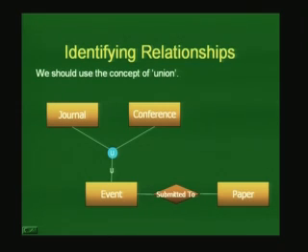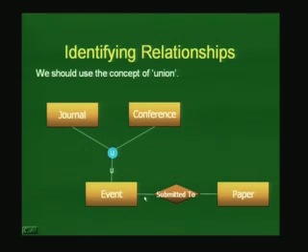So here, in order to identify that, we have used the concept of a union, which one might call the opposite of the specialization condition, where you take two or more entities and form a union out of them and form a single entity. So take a journal or a conference, and form a union out of them and make an entity called event, and the paper is submitted to an event.